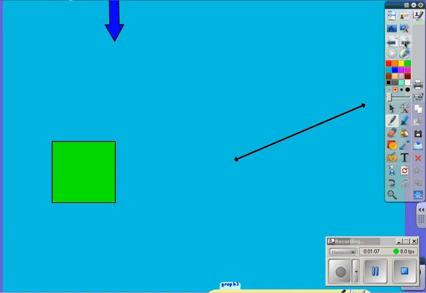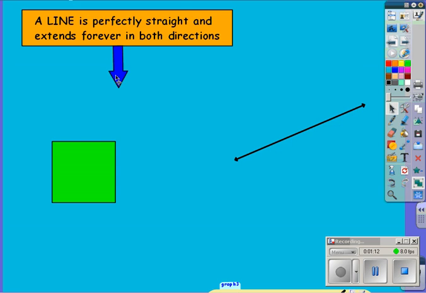Next, if we look at a collection of lots of points all right next to each other, we get a line. Now a line is perfectly straight and extends forever in both directions.